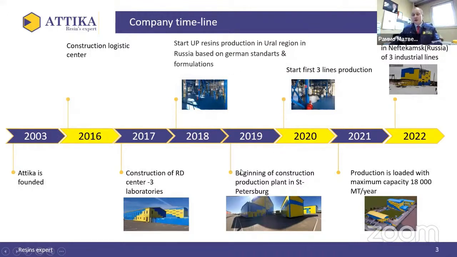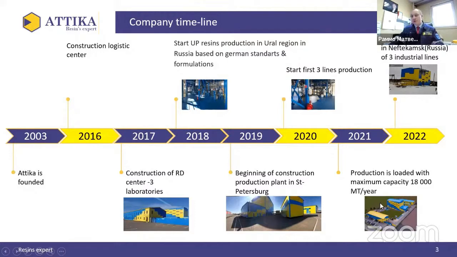In 2019, we started to build our own factory in the St. Petersburg area. It's a very useful location because it's only 20 kilometers from the St. Petersburg port, the biggest port of Russia, and it's very convenient to bring goods, especially for our export business. In 2020, we started our production with 3 lines. And in 2021, we loaded our production to full capacity, with 18 metric tons per year.